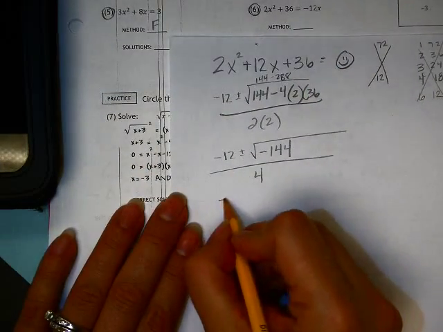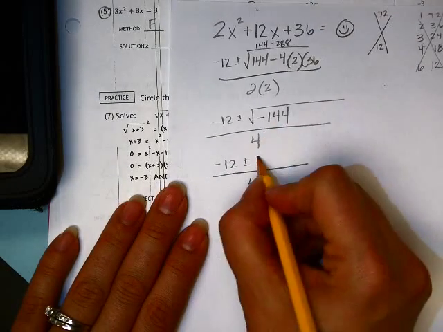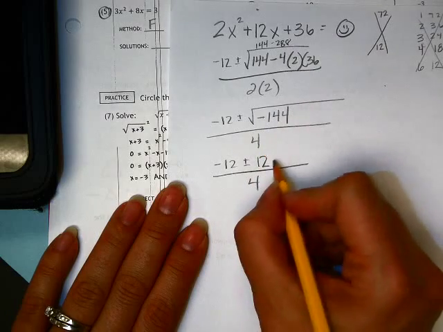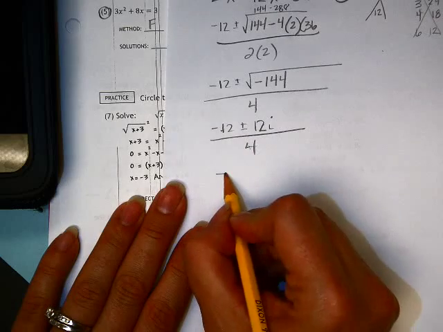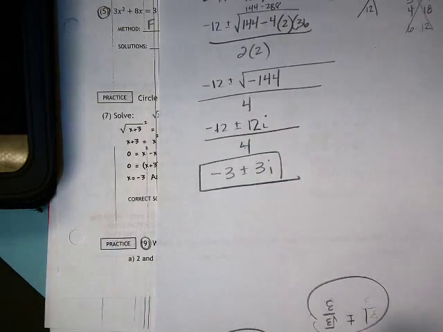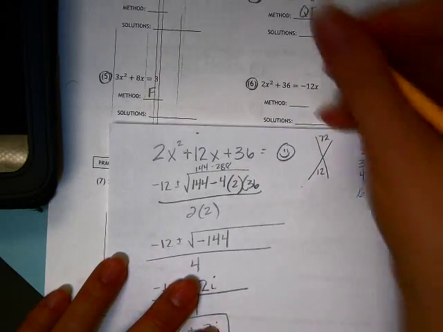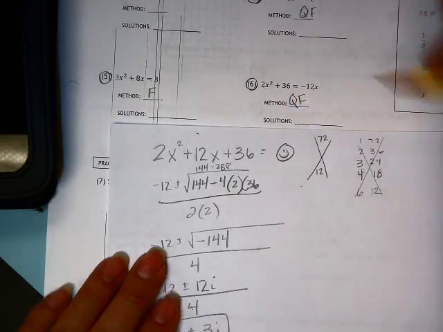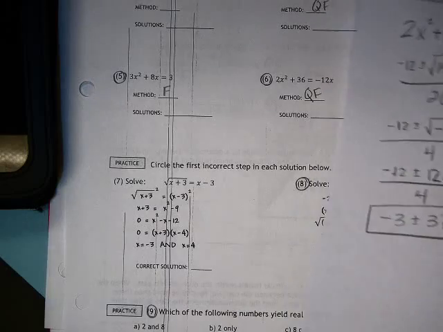So we have negative 12 plus or minus 4. The square root of 144 is 12, but the square root of a negative is i. So 4 goes into both, yeah? So negative 3 plus or minus 3i when I divide both. And that is it, ladies and gents. So my method was quadratic formula. And I get negative 3 plus or minus 3i. Thanks for playing.